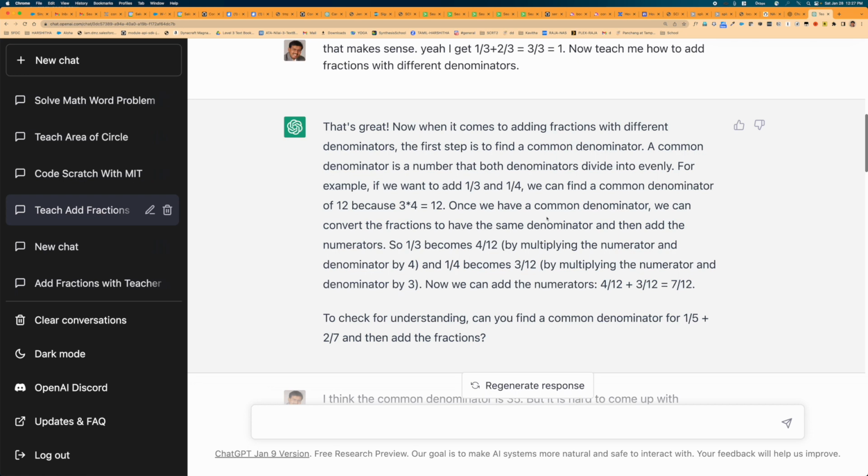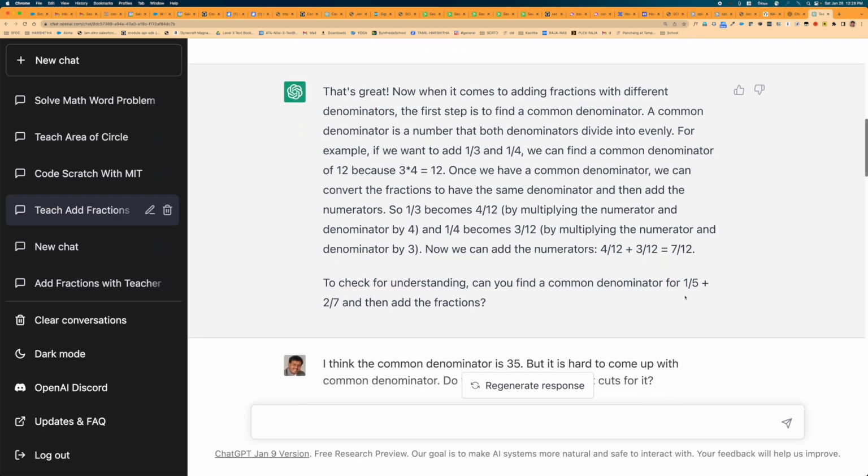Once we have the common denominator, we can multiply the numerator with the correct number to get back the same denominator. For example, 1/3 can be multiplied by 4 on numerator and denominator to get 4/12, and 1/4 can be multiplied by 3 and we will get 3/12. So now we have the common denominator. We can just follow the previous approach, add the numerators, and get 7/12. Okay, so that's good.